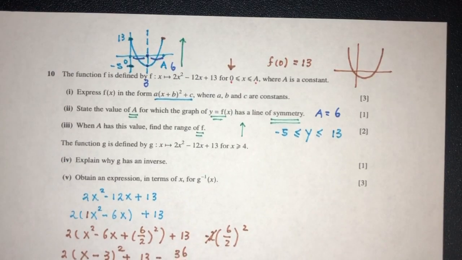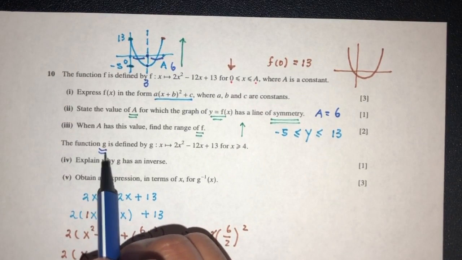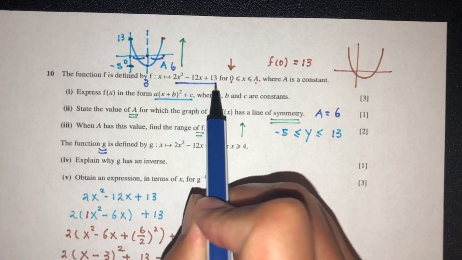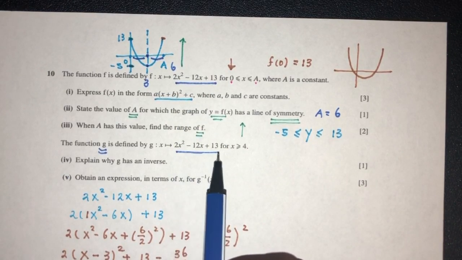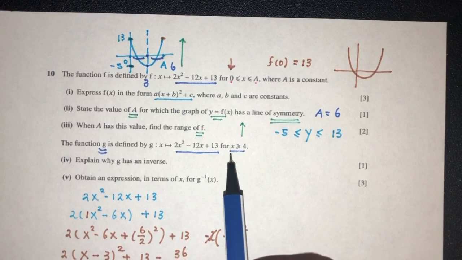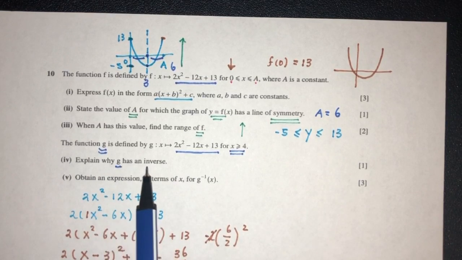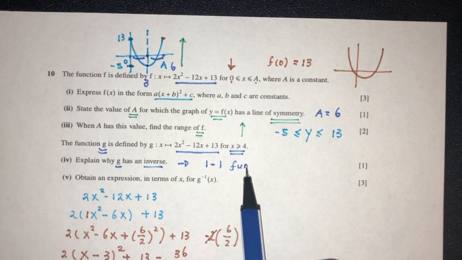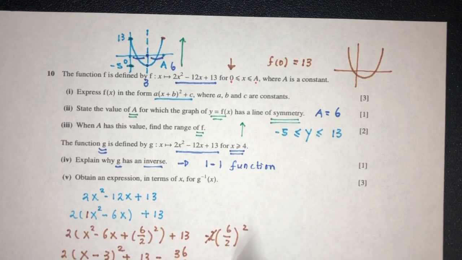Okay, now here we have function g defined by this. Again, it is the same equation, right? Same thing. x is more than 4. Explain why g has an inverse. It is true because it is a 1-to-1 function. This is always going to be the answer, why they have an inverse or why they don't have an inverse. If they have an inverse, it is a 1-to-1 function. If they don't, it means they are not a 1-to-1 function.